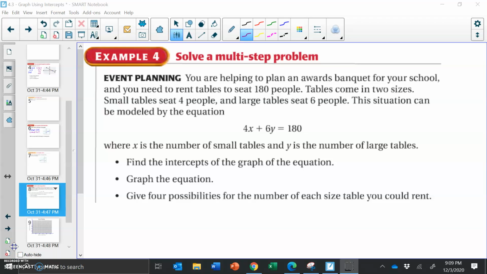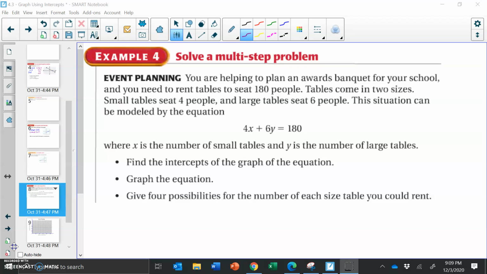Example 4 is a multi-step problem. It says you are helping to plan an awards banquet for your school, and you need to rent tables to seat 180 people. Tables come in two sizes. Small tables seat 4 people, and large tables seat 6 people. This situation can be modeled by the equation 4x plus 6y equals 180, where x is the number of small tables and y is the number of large tables.